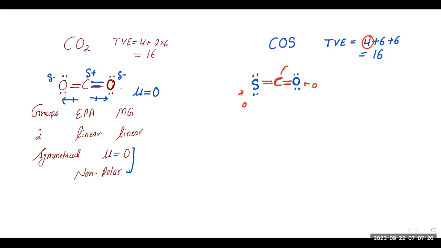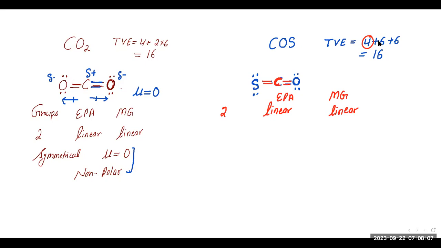So how many groups around carbon? 2. This carbon. Groups are atoms and lone pairs. So 2 groups. So when the groups are 2, then it's linear. What is linear? EPA. But is there any lone pair on the central carbon? No. So what's the molecular geometry? Linear. But the next question, is this molecule symmetrical?